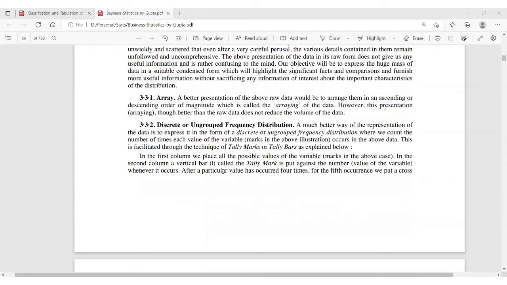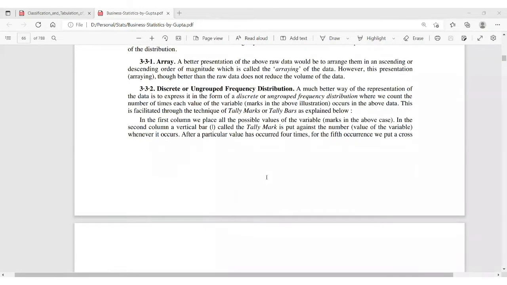Now, discrete or ungrouped frequency distribution. A much better way of representing the data is to express it in the form of a discrete or ungrouped frequency distribution, where we count the number of times each value of the variable, marks in the above illustration, occurs. This is facilitated through the technique of tally marks or tally bars. We make a display.